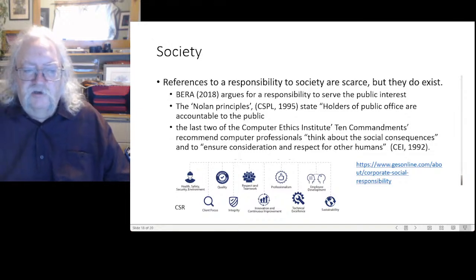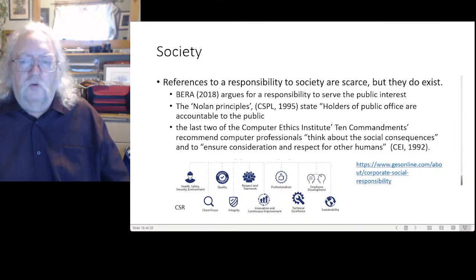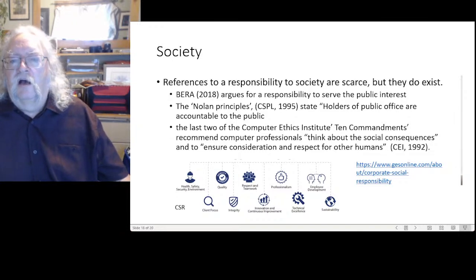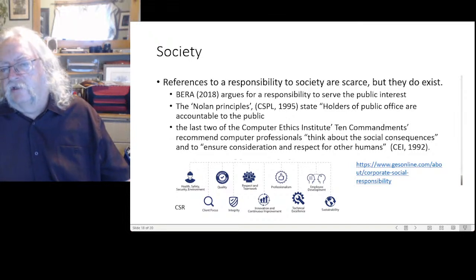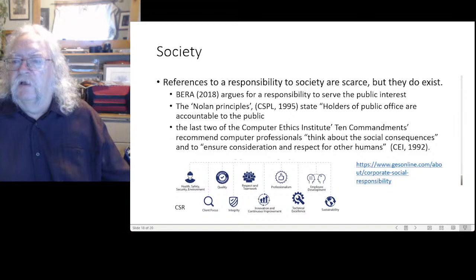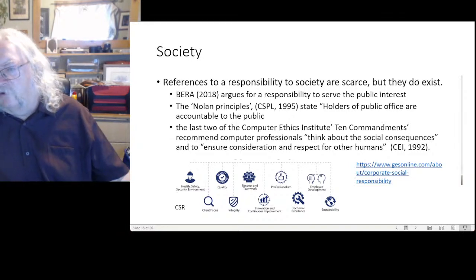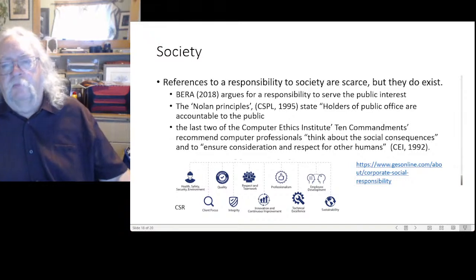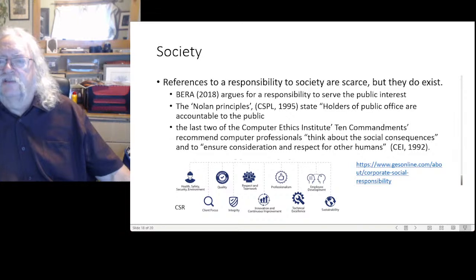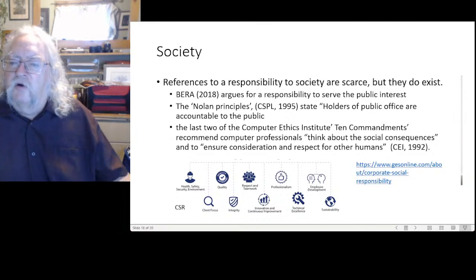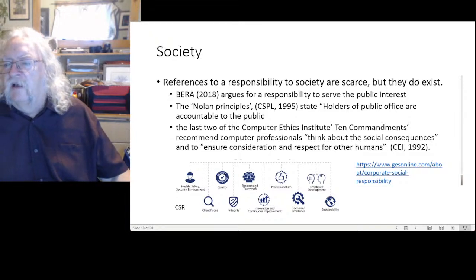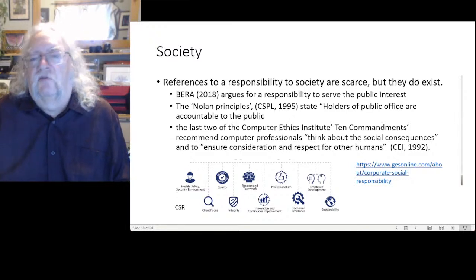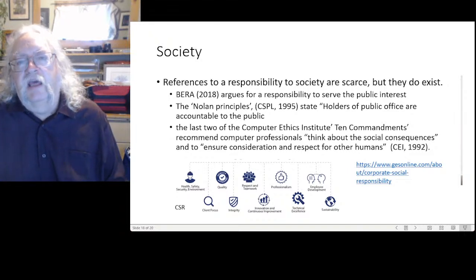The references of a responsibility to society as a whole are scarce in the ethical codes, but they do exist. The British Educational Research Association specifically argues for a responsibility to serve the public interest. The Nolan Principles, which apply to public employees, state that holders of public office are accountable to the public. Two of the Computer Ethics Institute's 10 Commandments recommend that computer professionals think about the social consequences and ensure consideration and respect for other humans of their research. And we can think of a wide variety of types of responsibility and obligations to society as a whole.